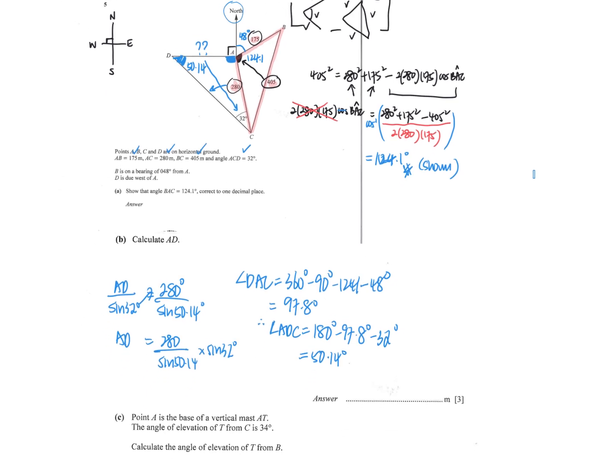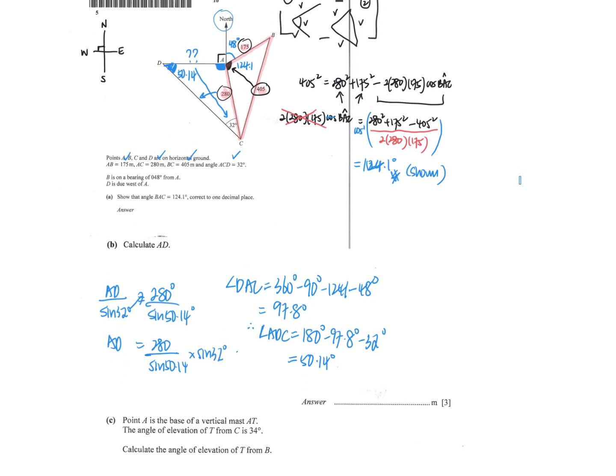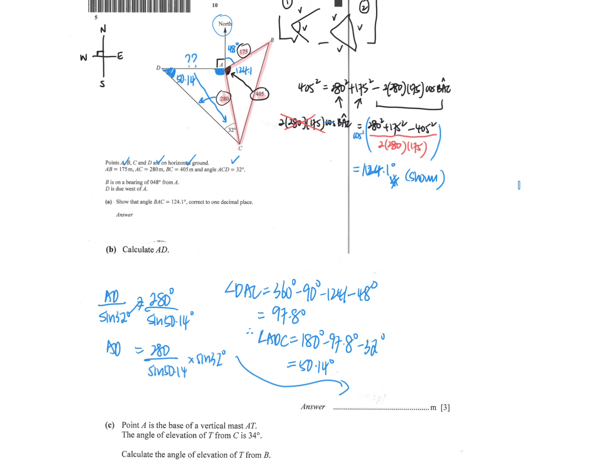Okay. So this is the answer for AD. AD is 193.29. So to 3 significant figures it is 193.